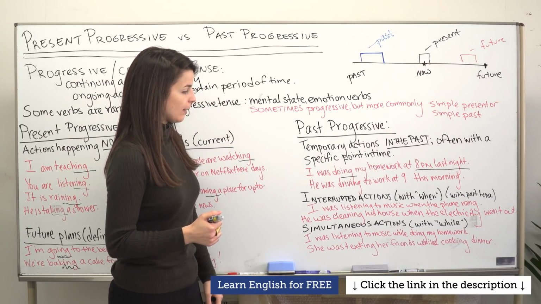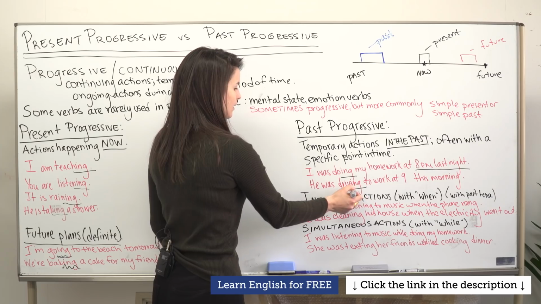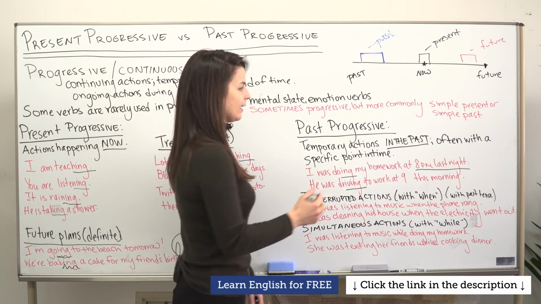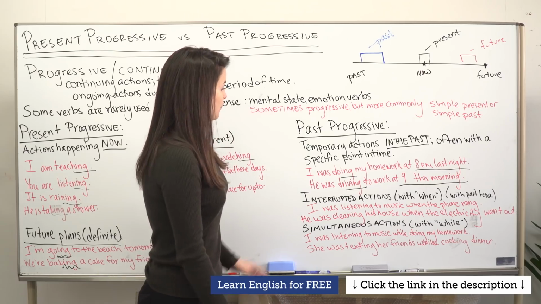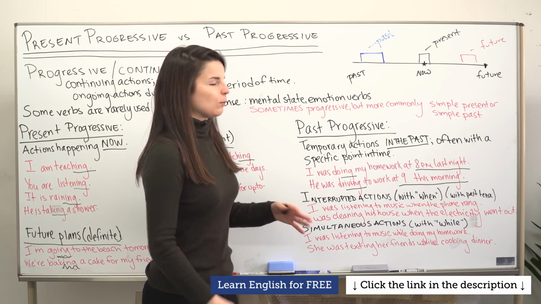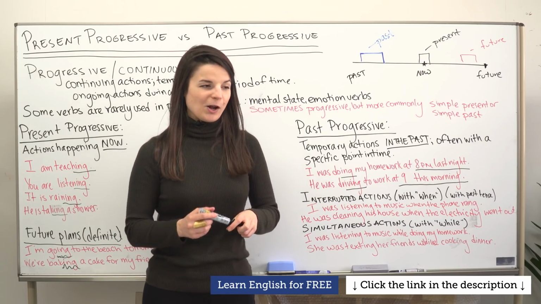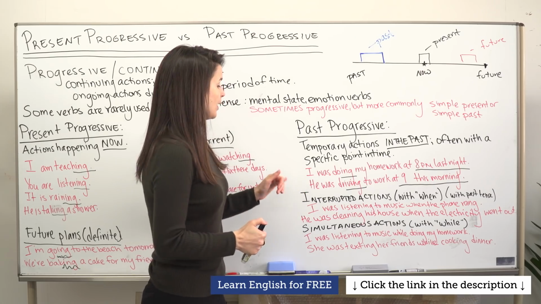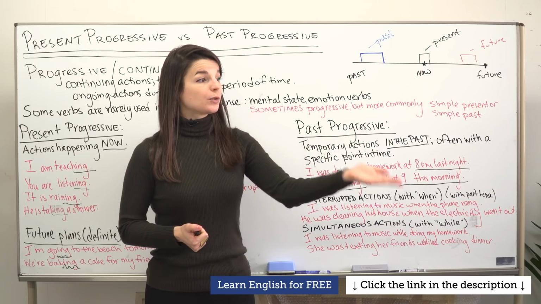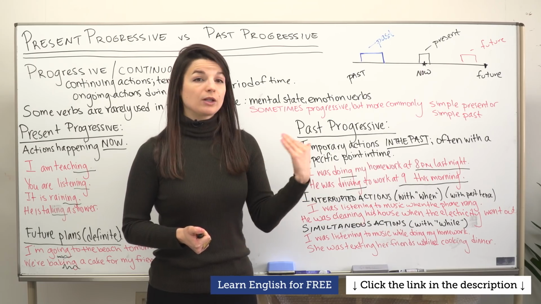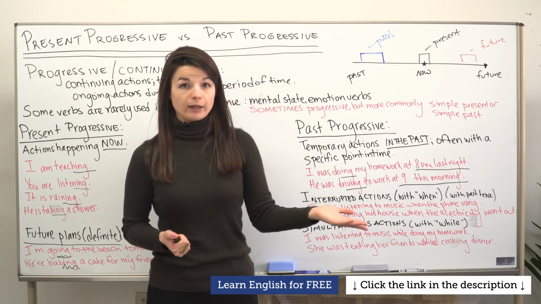Let's look at one more example. He was driving to work at 9 this morning. So here's our specific point in time. So both of these sentences, it's like, when would I use this sentence? How do I know when I need to use this sentence? These are perhaps responses to a question like, what were you doing last night? Or what were you doing this morning? What was he doing this morning?